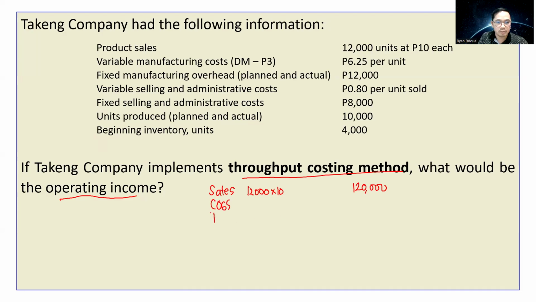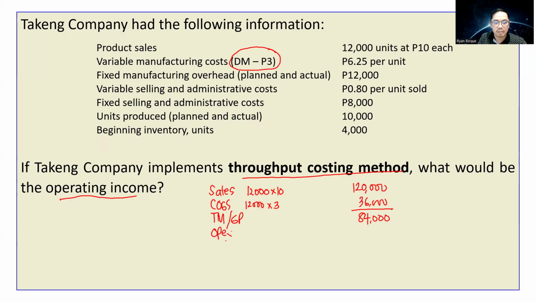Okay, what would be your cost of goods sold, for you to arrive at your throughput margin or gross profit? So remember the 12,000 units, the cost of goods sold would be 3 per unit because under throughput costing method, we only use 3, the direct materials, as your product cost. So therefore, the cost of goods sold is 36,000. And then your throughput margin or gross profit is equal to 84,000. Okay. So how much is your OPEX under throughput costing method?